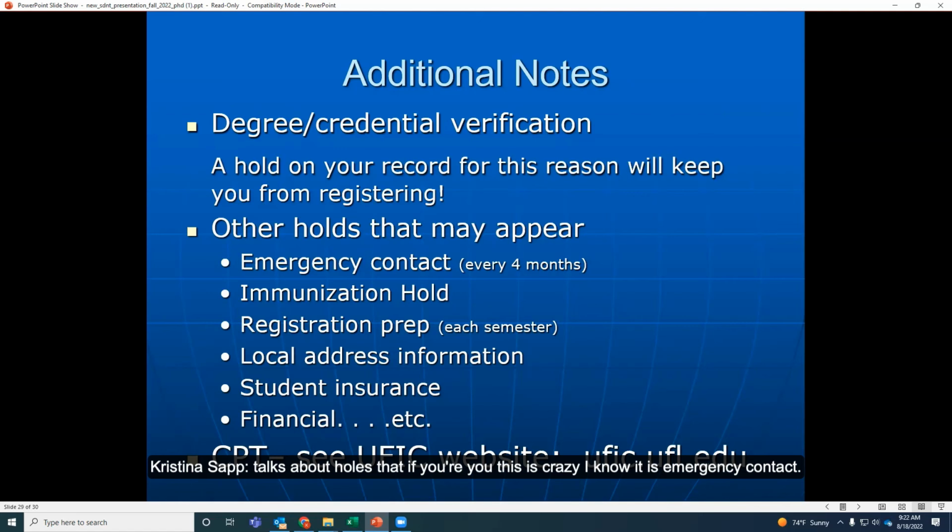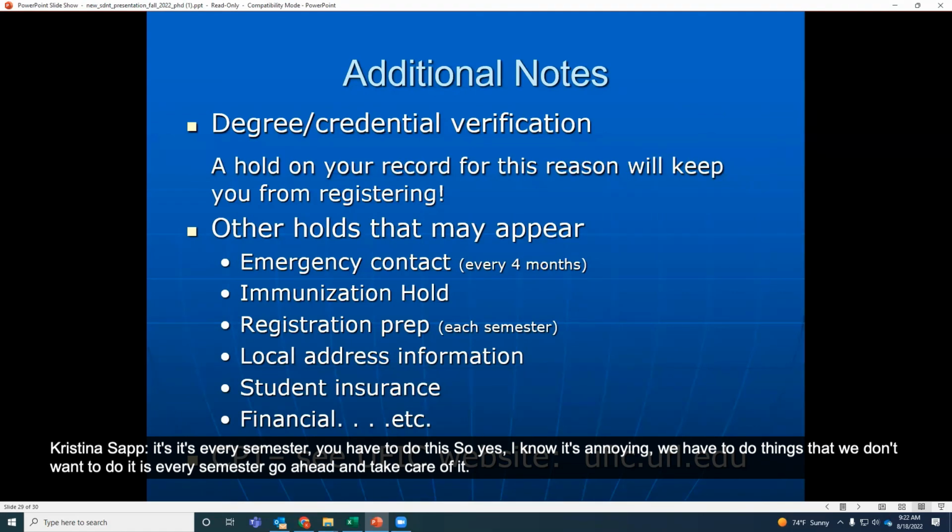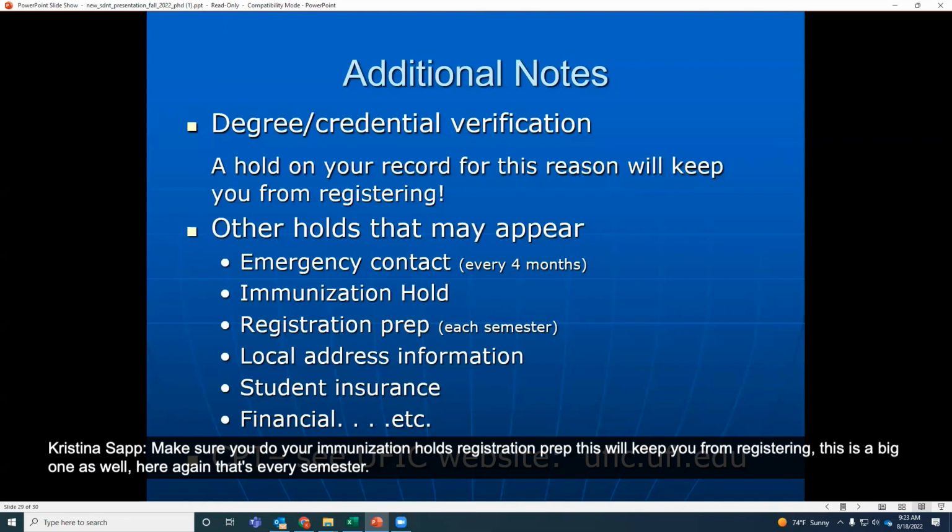Emergency contact. It's every semester you have to do this. So yes, I know it's annoying. We have to do things that we don't want to do. It is every semester. Go ahead and take care of it. Make sure you do your immunization holds, registration prep. This will keep you from registering. This is a big one as well. Here again, that's every semester.